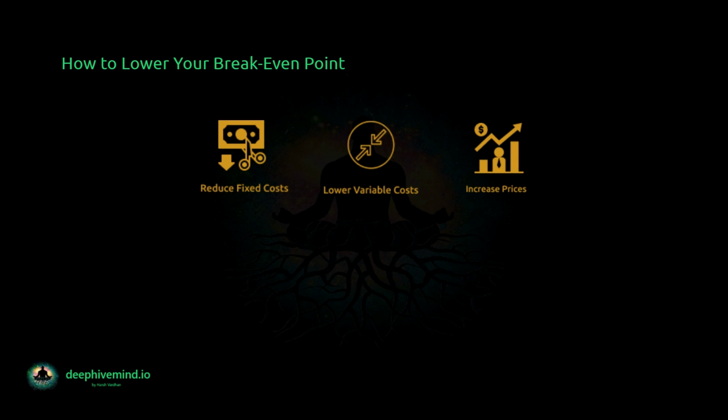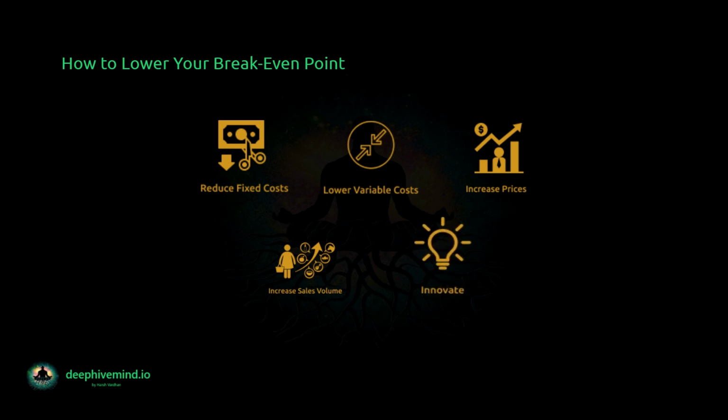Increase prices. Increasing prices can increase the contribution margin per unit and lower the break-even point. However, this strategy should be carefully considered as it may also impact the demand for the product or service. Increase sales volume. Increasing the sales volume can also lower the break-even point. This can be achieved through various marketing and sales strategies such as offering discounts, expanding the customer base, and increasing the frequency of purchases.